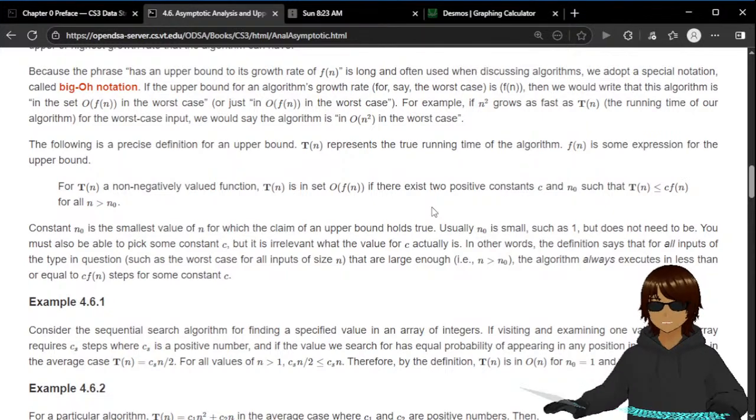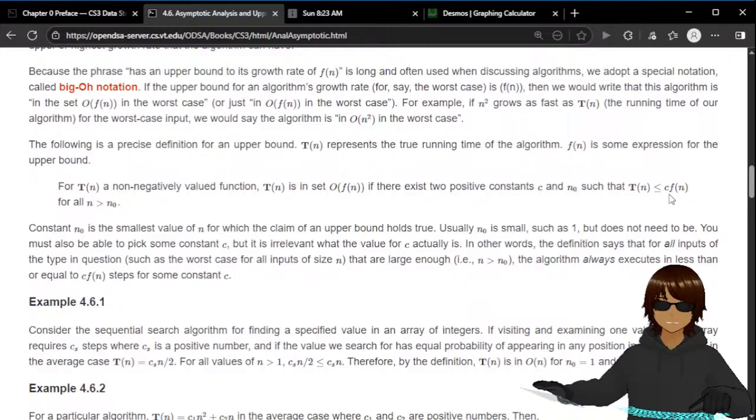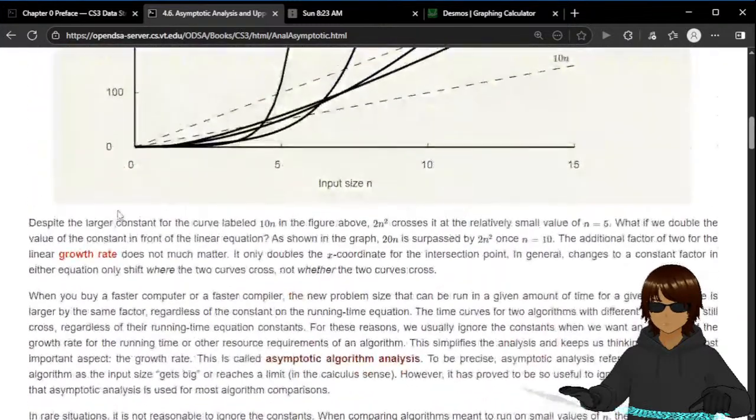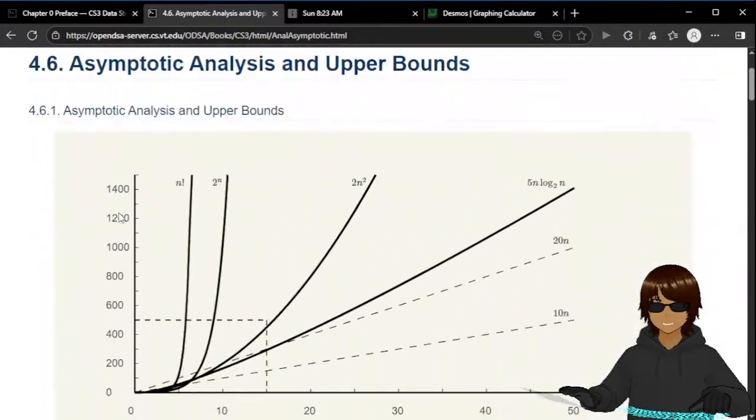The following is a precise definition for an upper bound. T(n) represents the true running time of an algorithm. f(n) is some expression for the upper bound. For T(n), a non-negative valued function, T(n) is in set O(f(n)) if there exist two positive constants, c and n naught, such that T(n) is less than or equal to c times f(n) for all n greater than n naught. This definition is confusing, but I know what they mean.